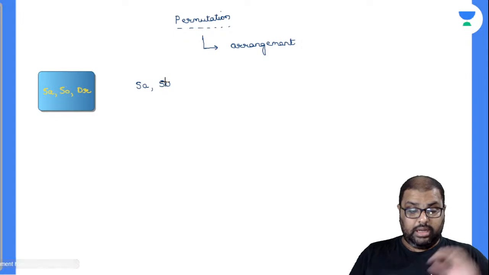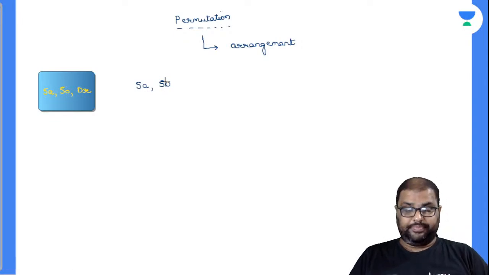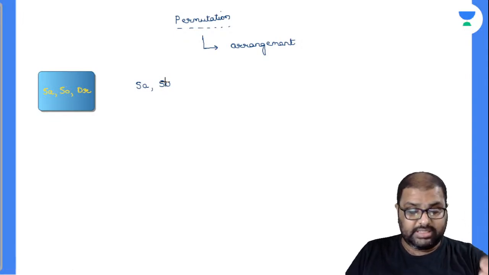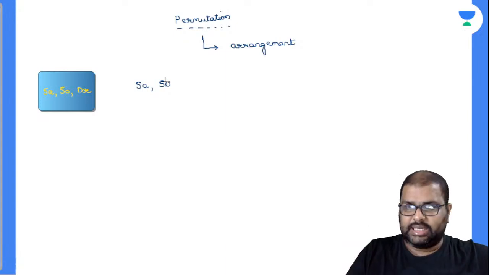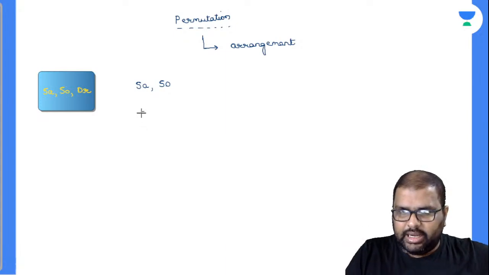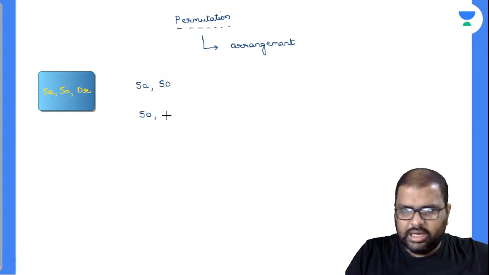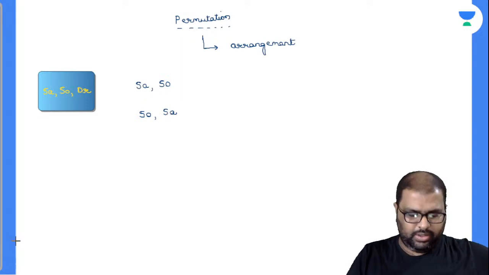Now who is first and who is second there? Yes, there is a chance there. So see here, I can write. So let us suppose who will bat first? Either Sachin or Saurav. So automatically I got 2 arrangements here. Am I right or wrong?